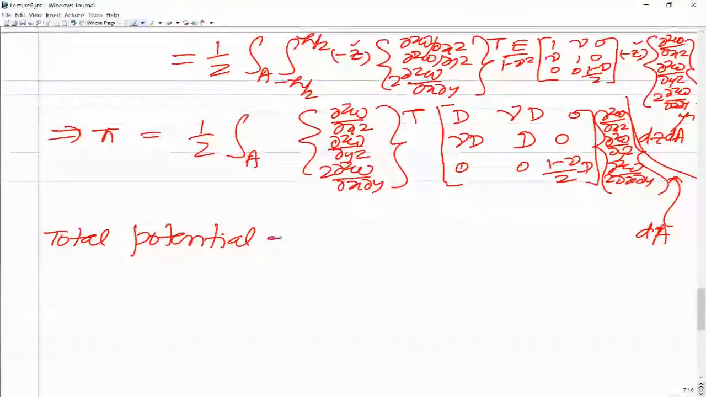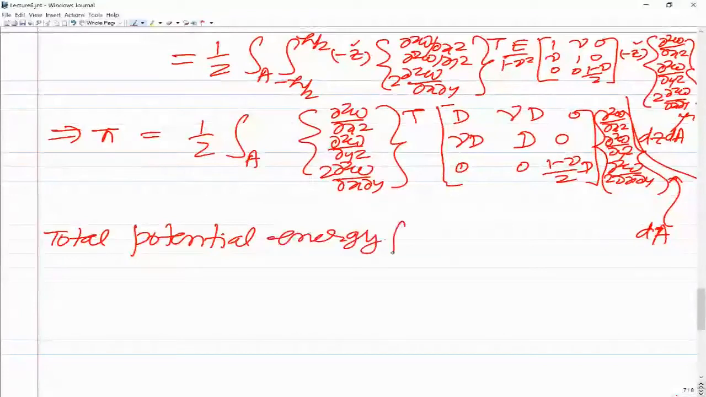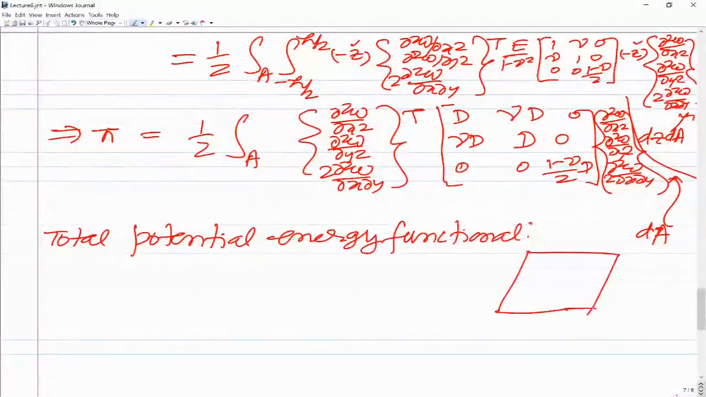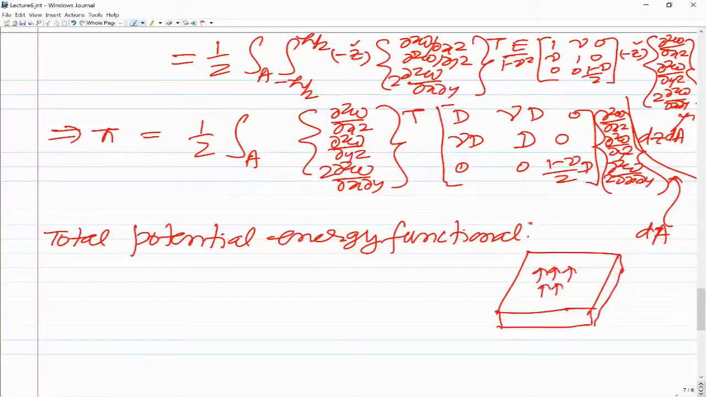So total potential energy functional, or the integral functional. This will be now consisting of strain energy and the potential of externally applied distributed forces. So what I am going to consider is that when we are taking a plate, the plate is subjected to distributed force along the z direction. So this is q, the coordinates of course, this is x, this is y, and this is z.